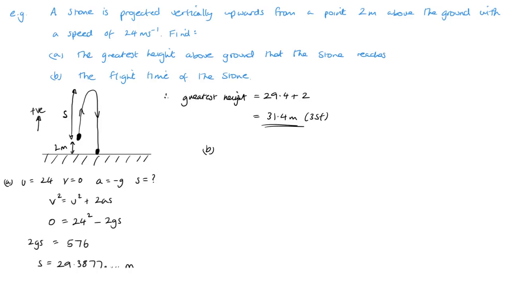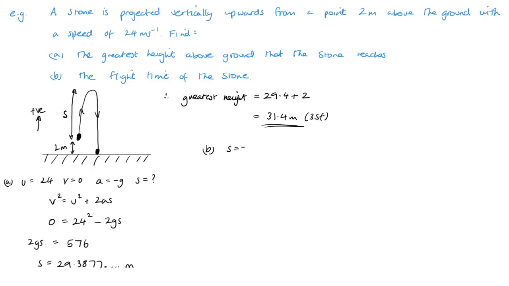Now let's move on to B. So B, we want the flight time of the stone. So there's a few ways in which we could do this. Now, if this had started on the ground, then we could go the total distance, or we could find the time to the top and then double it. But because it starts above the ground, it does make it a little bit more difficult. But we can set our distance as -2, because it's going to go up, it's going to come down to where it's level, and then it's going to go past it to another 2 meters.